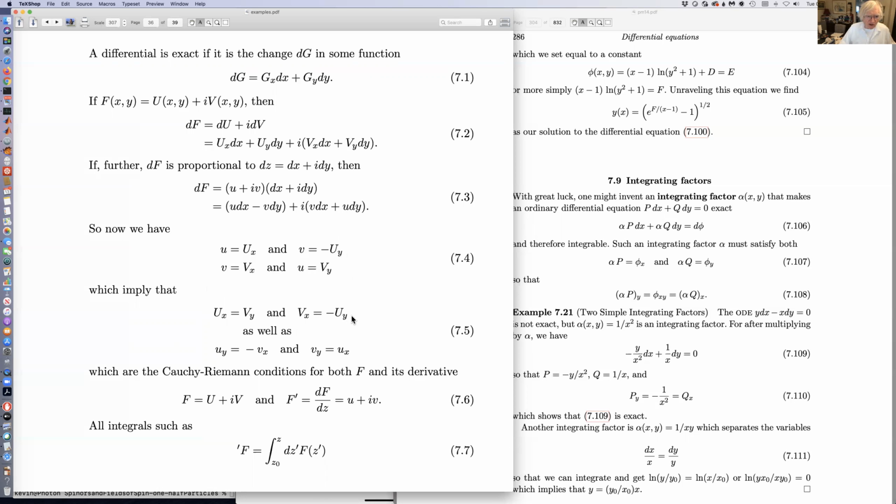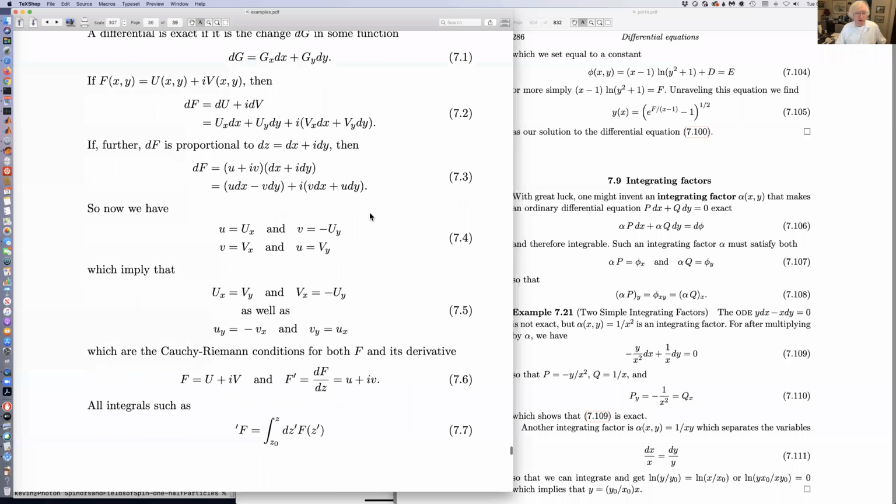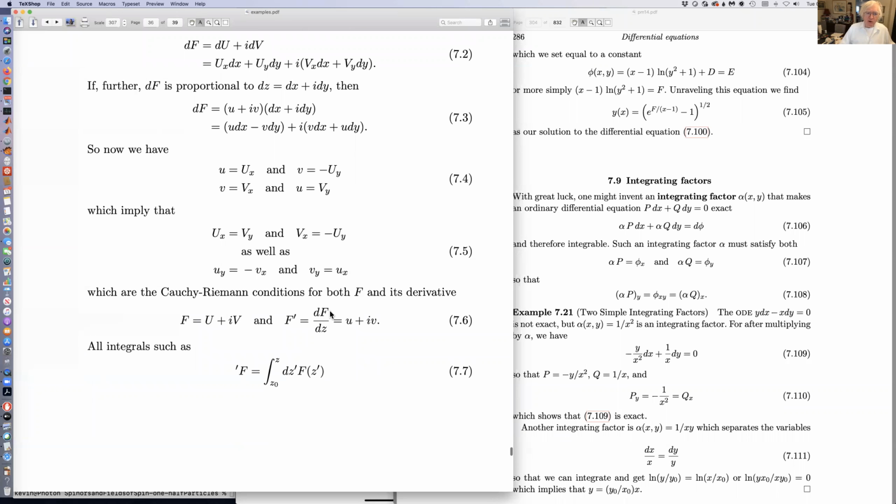Moreover, we also can notice that if we take the y derivative of u x, that's u x y. That's the same thing as minus the x derivative of v y. So that's this. And then the y derivative of v x is v x y, and that is the x derivative of u y. So we get these two pairs of equations. But these are the Cauchy-Riemann equations. The first set are the Cauchy-Riemann equations for f.